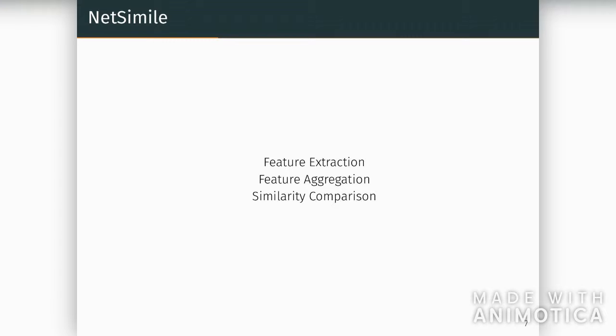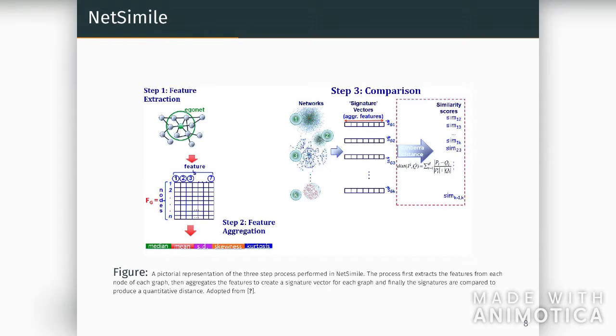In order to succeed, the algorithm has 3 steps. First, feature extraction. Second, feature aggregation. And third, similarity comparison. The figure on the screen demonstrates the 3-step process performed to produce a similarity score. Consider a graph G. Step 1, feature extraction, obtains 7 features, including the eigenvalues and the degree, from each node, creating an n times f feature matrix for each graph, where n is the number of nodes in a graph and f is the number of features.